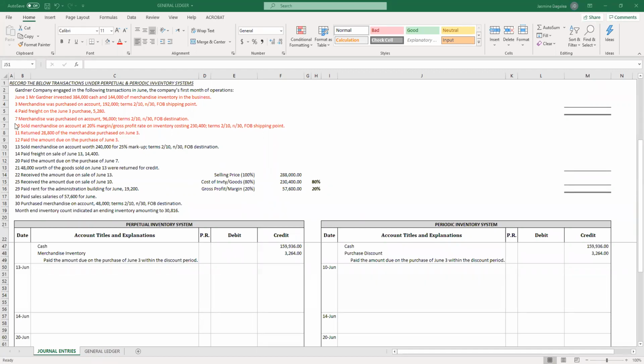Yan. So, next transaction, June 13. Sold merchandise on account worth 240,000 for 25% markup. Terms 2/10 net 30 FOB destination. Dito naman sinabi markup. So, when you say markup, you multiply the percentage markup on the cost. Hindi niya na i-gross up yung cost of merchandise nyo. I-multiply nyo lang directly 25% sa cost nyo. Okay? So, how much? What is your entry debit under perpetual?